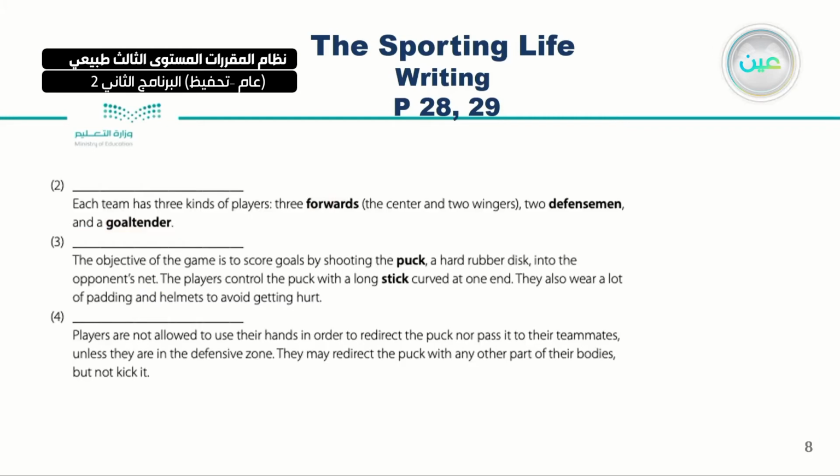2. Each team has 3 kinds of players: 3 forwards, the center and 2 wingers, 2 defensemen, and a goaltender. 3. The objective of the game is to score goals by shooting the puck, a hard rubber disc, into the opponent's net. The players control the puck with a long stick curved at one end. They also wear a lot of padding and helmets to avoid getting hurt.